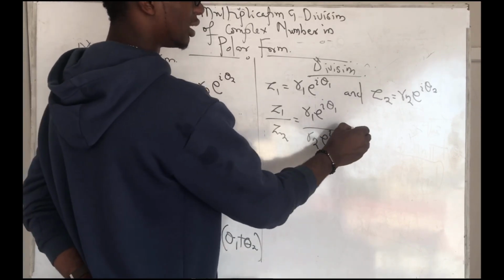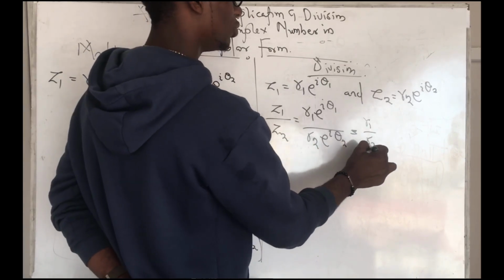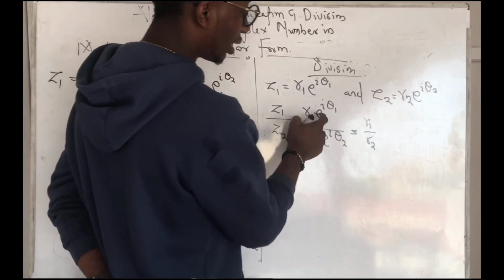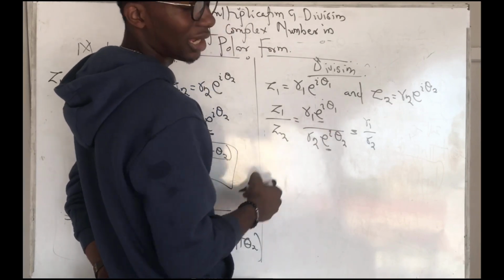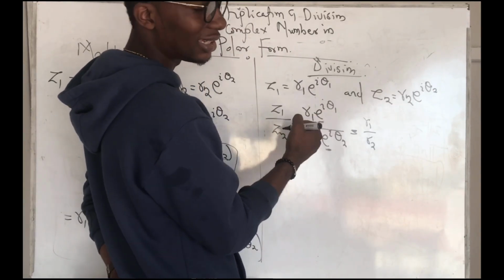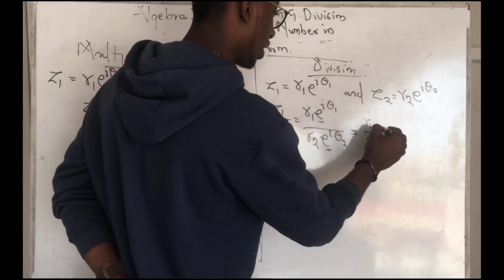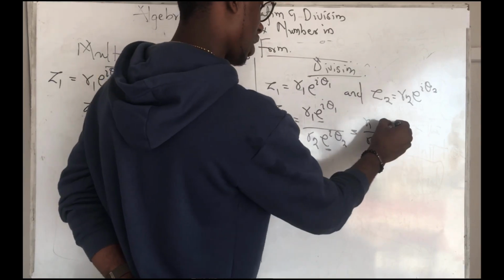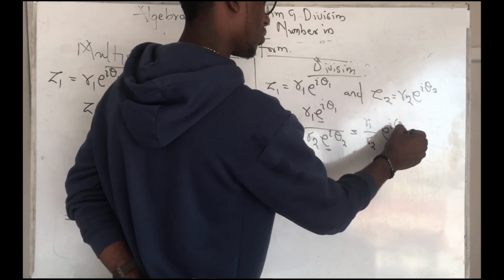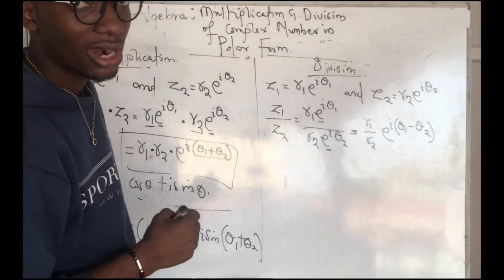When you do this, you deal with the real part of the equation first: r1 divided by r2. And you take only one of the exponential part, because the bases are the same and they are divided, you take one base and you subtract the exponents. Are you getting it? So now it becomes e^i into bracket theta 1 minus theta 2. That is the law of exponential functions.